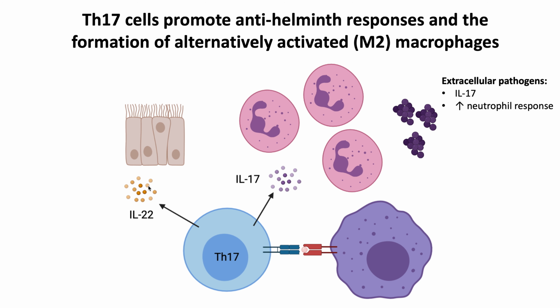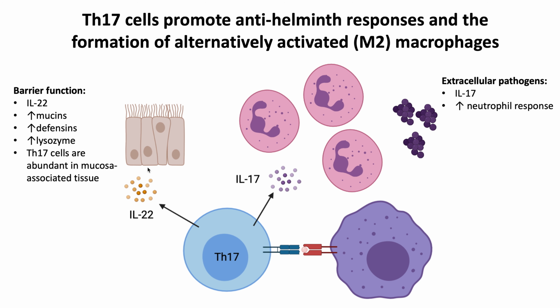Interleukin 22 acts on epithelial cells, often at the gut barrier or in other mucosal locations, and induces increased expression of mucins, defensins, lysozymes, all sorts of things that act in the lumen of these mucosal barriers to prevent colonization of bacteria. And as one might expect, Th17 cells are abundant in mucosa-associated tissues.